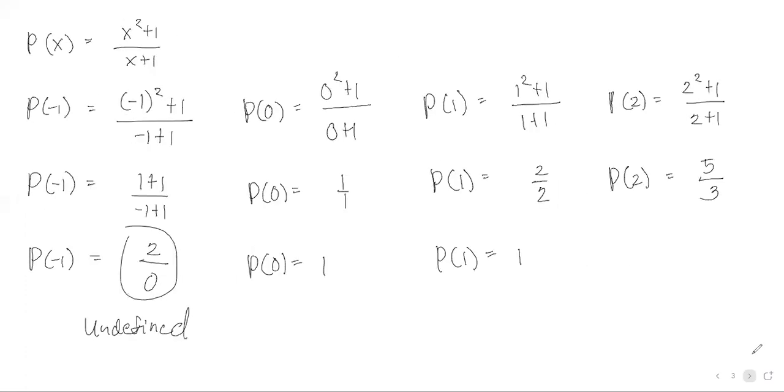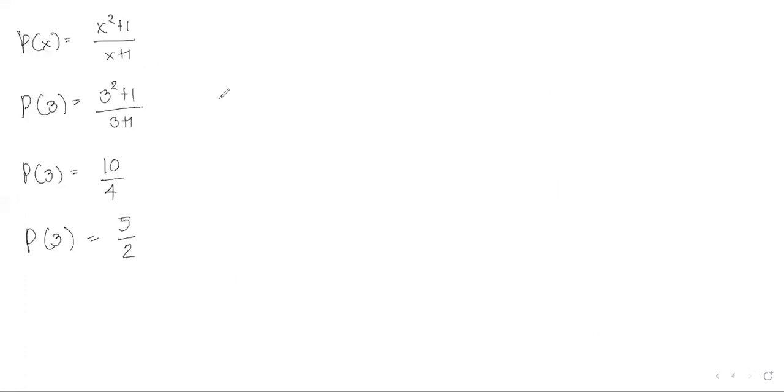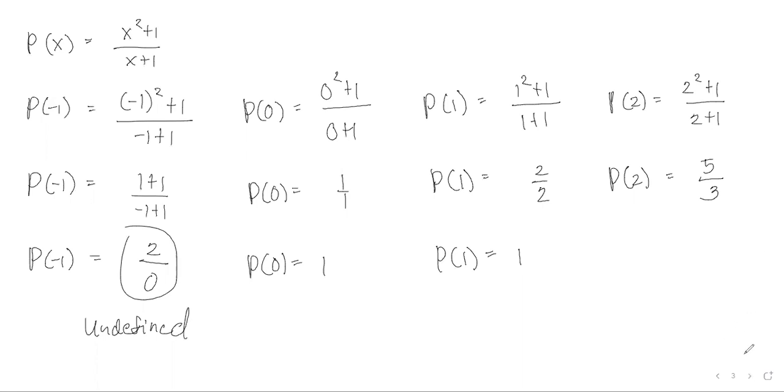Next, that's P of 4. And that is 4 squared plus 1 over 4 plus 1. P of 4. 4 squared 16 plus 1, that's 17. Then 4 plus 1, that's 5. So, 17 over 5. Hindi na yan masisimplify kasi co-prime sila.